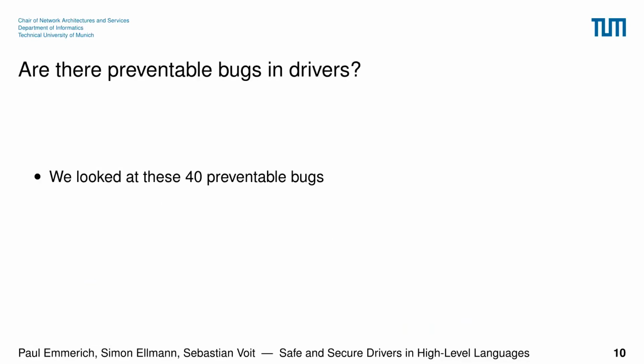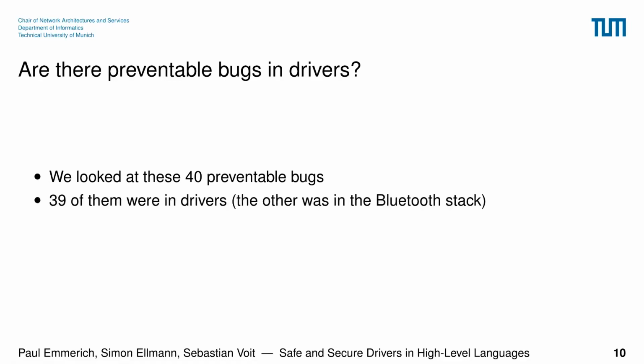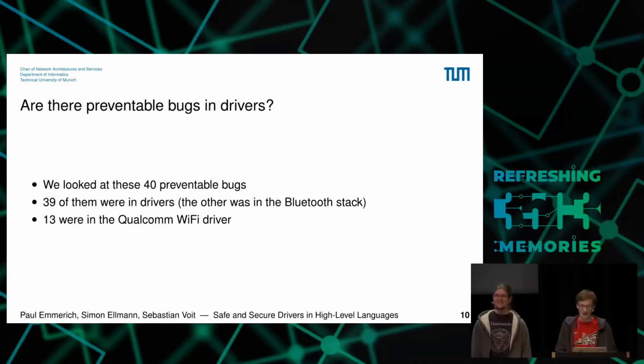Now, these are 40 preventable bugs in this case study, and we looked at them to figure out how many of these bugs were in drivers versus bugs in other parts of the kernel, because we are specifically looking at drivers. Well, 39 of them were in drivers. The other one was in the Bluetooth stack, and of the drivers, the Qualcomm Wi-Fi driver had 13 bugs. Yes, I know, I was shocked. Bugs in the Qualcomm Wi-Fi driver. Who would have thought?